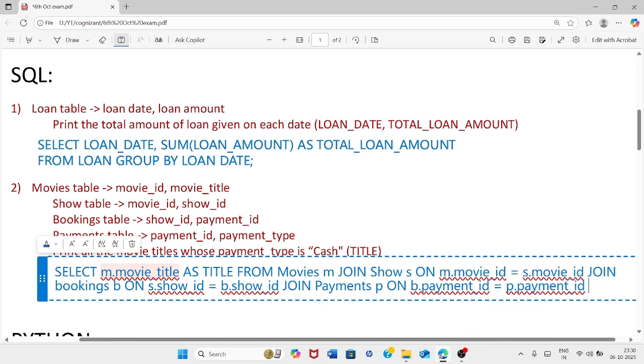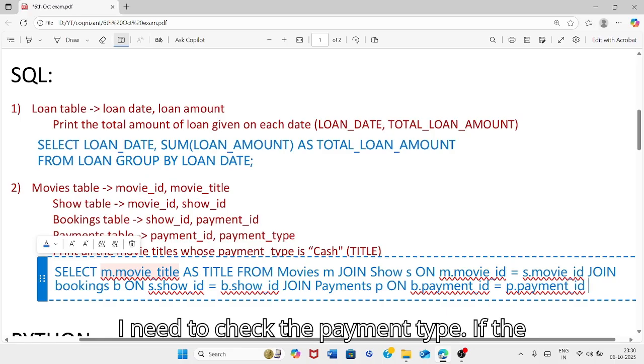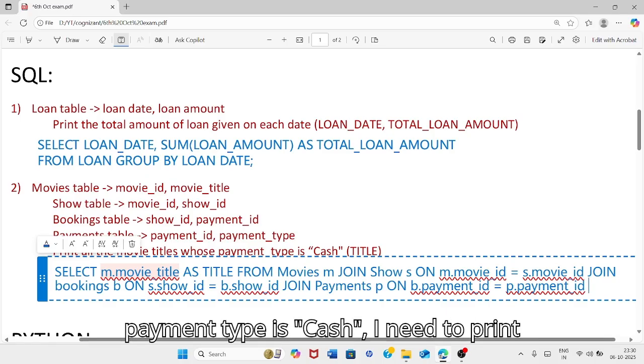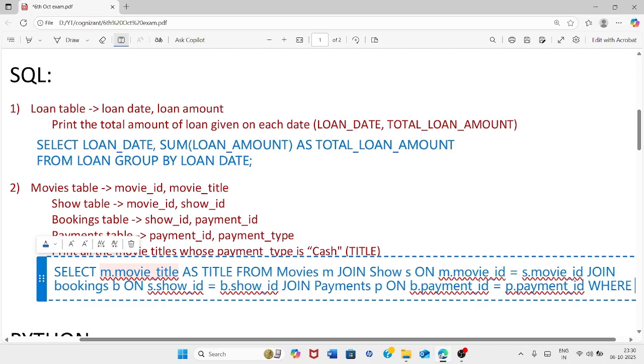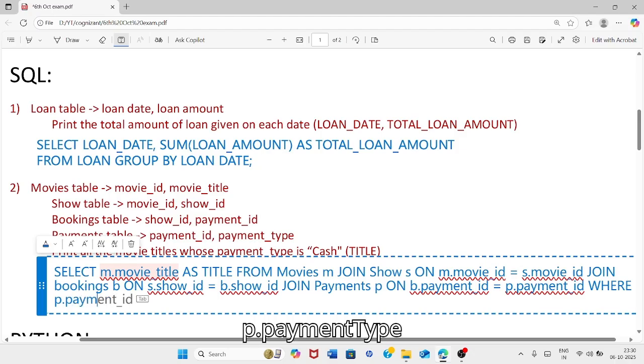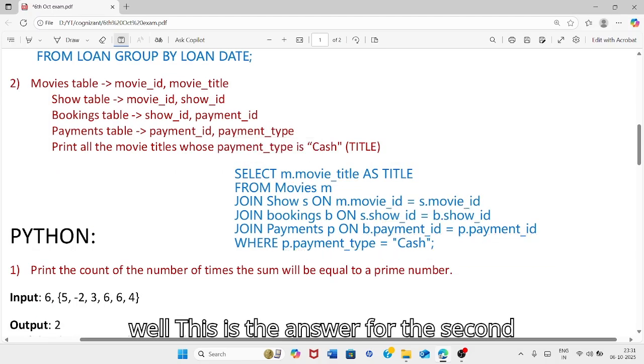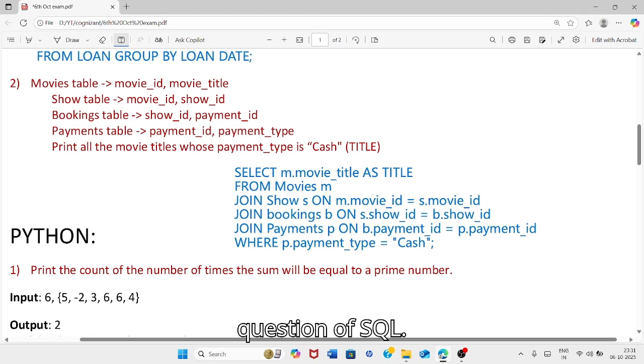Now I need to check the payment type. If the payment type is cash, I need to print the movie title. So where P dot payment type is equals to cash. This is the answer for the second question of SQL.